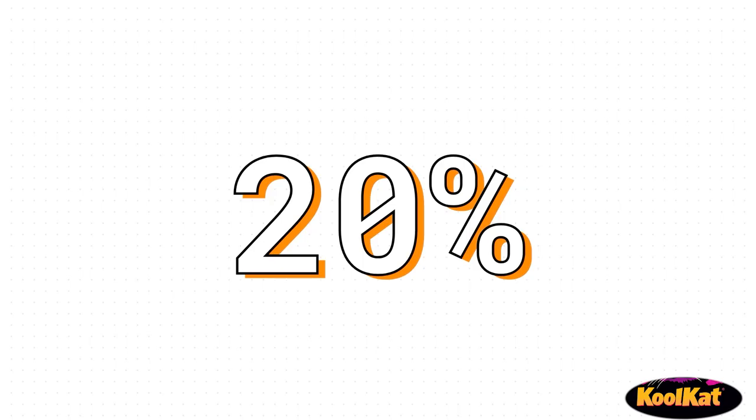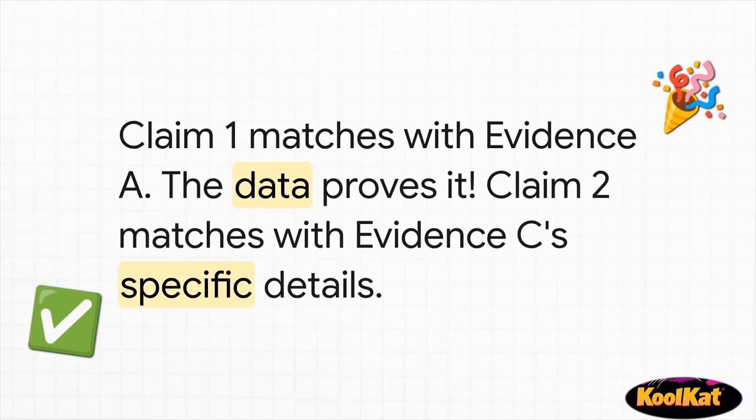This 20% right here directly connects the art program to attendance, which is a key measure of school engagement. It's not a feeling, it's pure data. So, the match is crystal clear. Claim 1 connects to evidence A. Now, let's quickly apply the test to Claim 2.